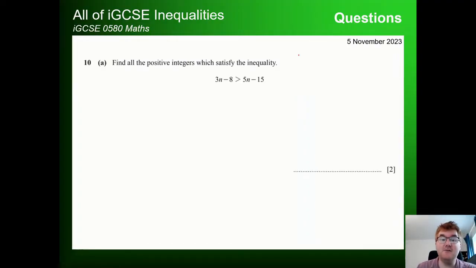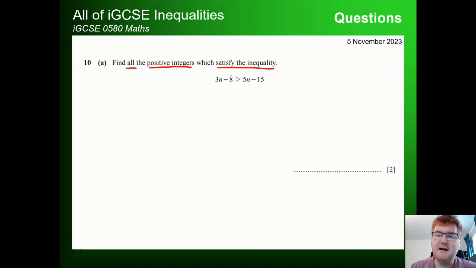Right, on to our next question here. Again, we have to read it quite carefully. Find all the positive integers that satisfy the inequality. Kind of strange language, but we'll talk about that once we've solved. We're going to do that first and then answer the question. So we have 3n minus 8 is greater than 5n minus 15.